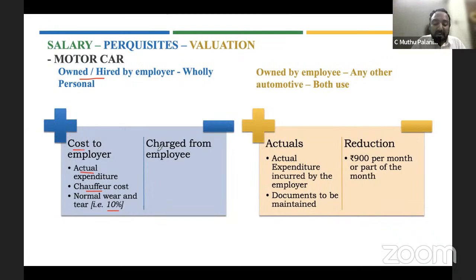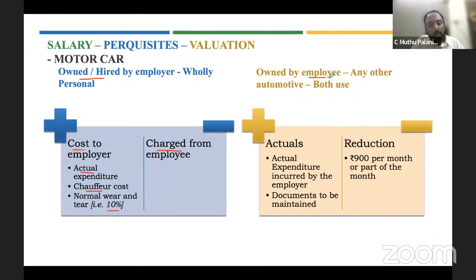That is what you have to charge as a perquisite. If you have recovered anything from the employee, that must be reduced. In all the provisions, please remember, if you have recovered something from the employee, it is not a perquisite. To that extent, it is not a perquisite.